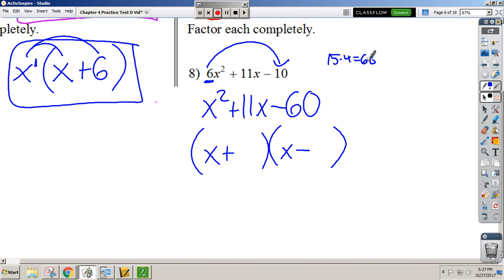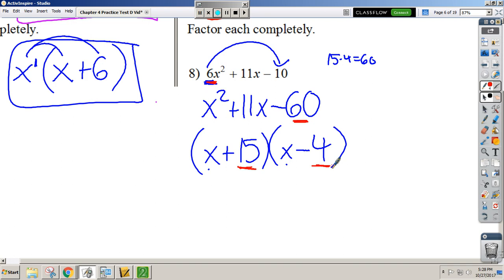To get positive 11, that means the 15 has to be positive, the 4 has to be negative. Okay, here's the problem. We're not done right now, because if you were to FOIL this, x times x is not going to take you back to 6x squared. So here's how to think about this. The 6 that we swung over, where was it? Well, it was in the 60, which means it's in these 15 and these 4 right here.